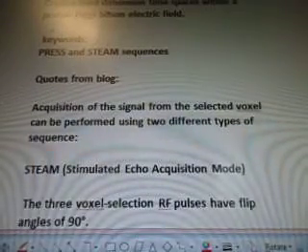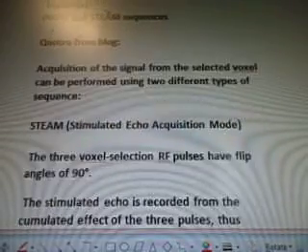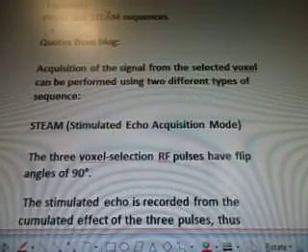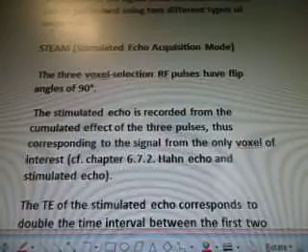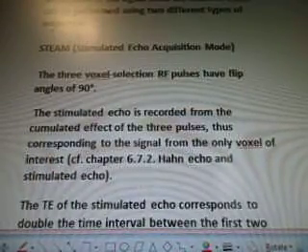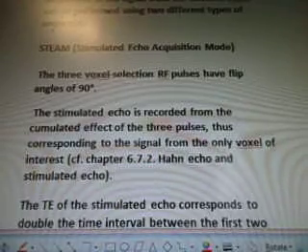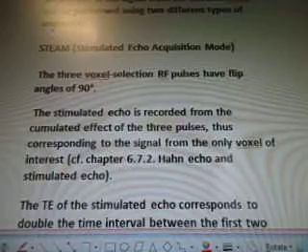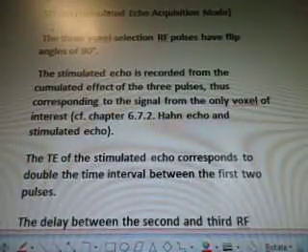Acquisition of the signal from the selected voxel can be performed using 2 different types of sequence. STEAM, stimulated echo acquisition mode. The 3 voxel selection RF pulses have flip angles of 90 degrees. The stimulated echo is recorded from the cumulated effect of the 3 pulses, thus corresponding to the signal from the only voxel of interest. CF chapter 6.7.2, spin echo and stimulated echo.